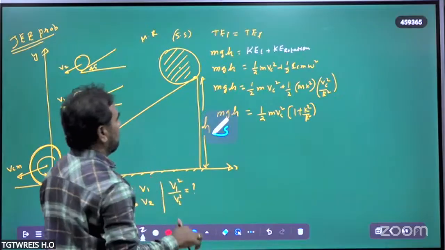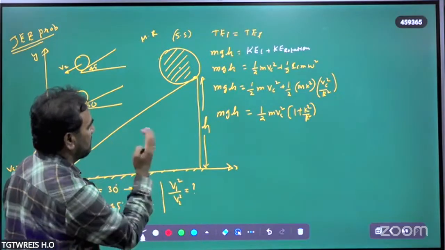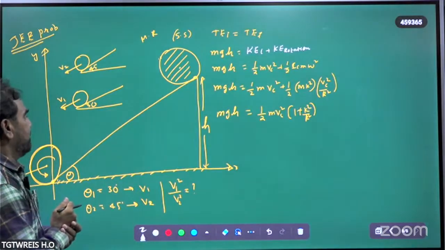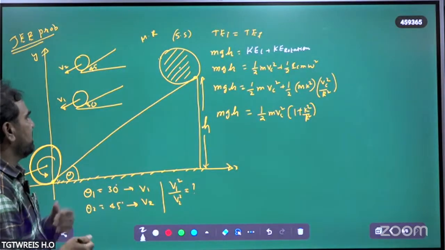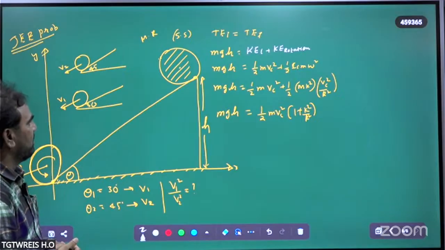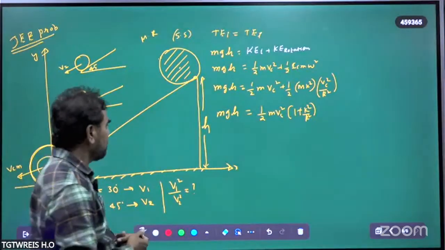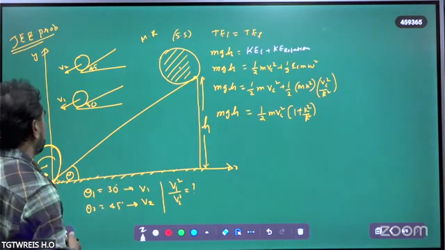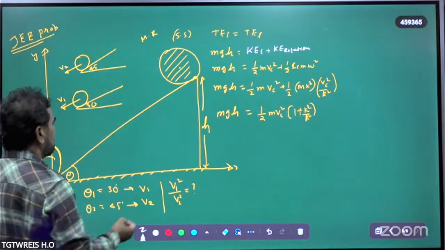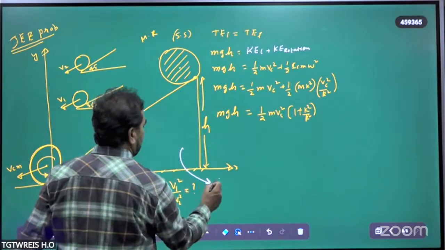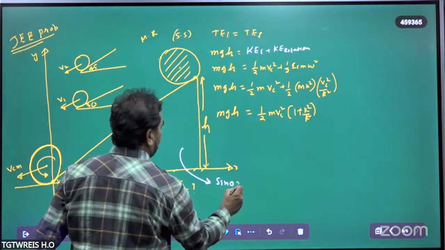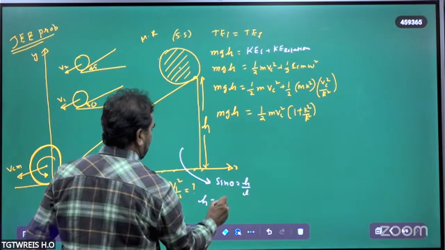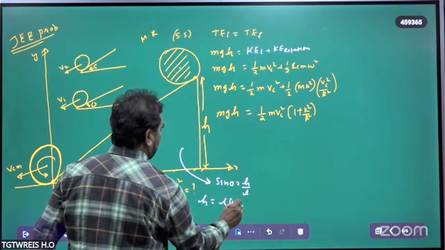So this is the relation between height and vc. But what was given was the relation between v and theta, and in this equation we did not get theta. Now we have to convert this equation into the form of theta. From this triangle it is very clear that sin theta is equal to h upon l. h is equal to l sin theta.